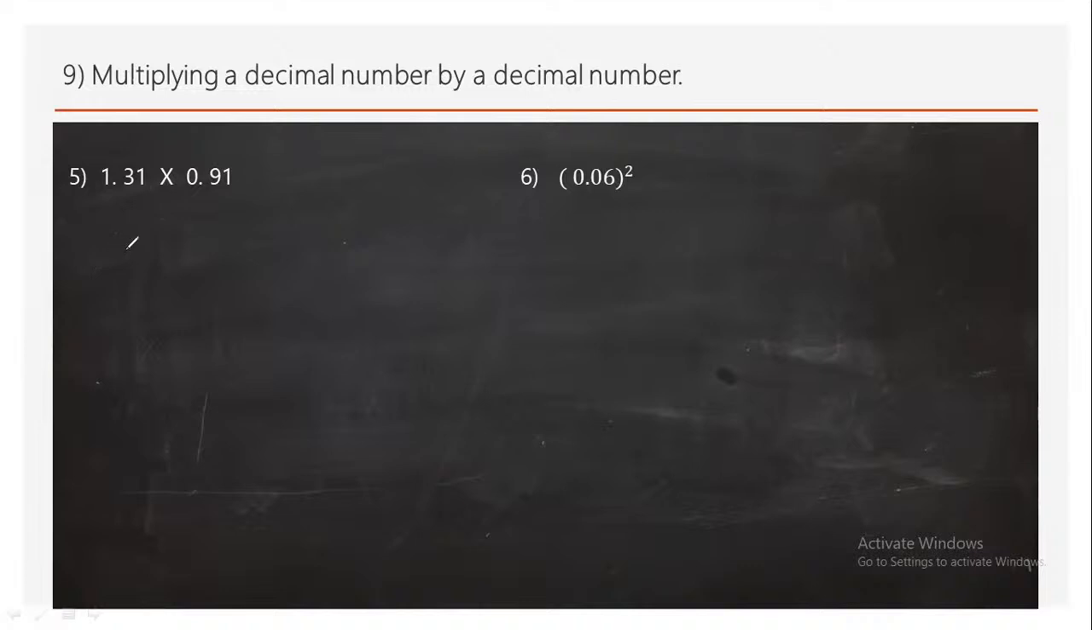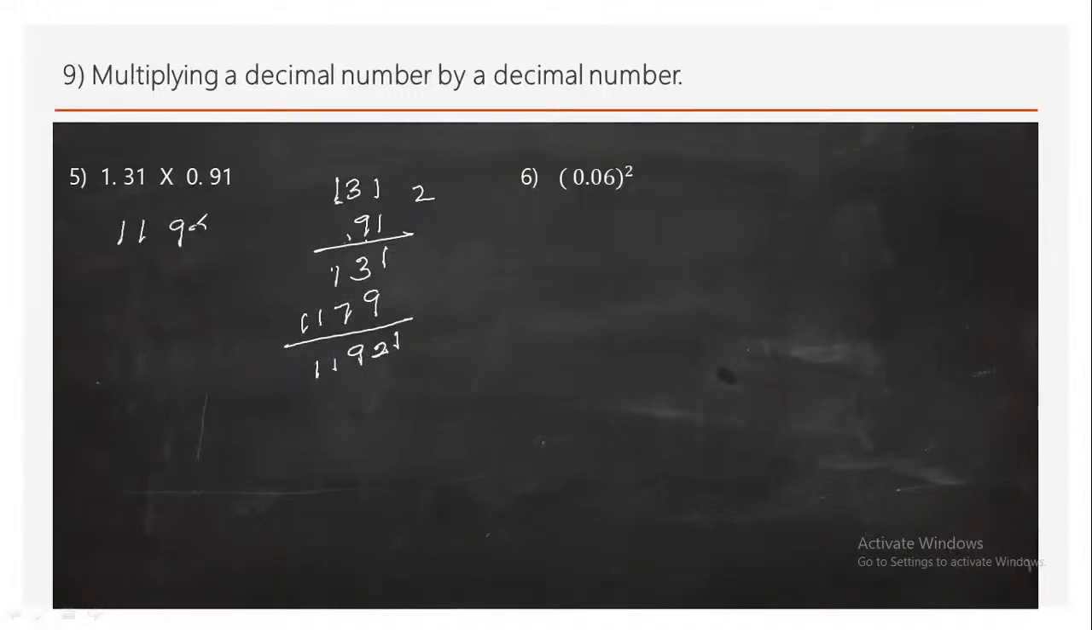Without concerning about the decimal places, multiply 131 into 91. 1 times 3, 3, 1. 9 times 1, 9. 9 times 3, 27. 2 remaining. 9 times 1, 9. 9 and 2, 11. 1, 12, 9 and 3, 12, 1 remaining. Here 9, 1, 1. 11,921. So how many decimals here?